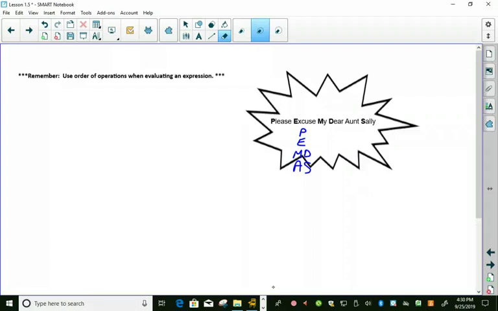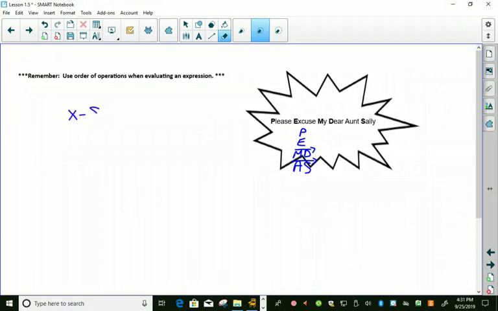And then addition and subtraction, AS. This last step, again, you go from left to right. Sometimes with this problem, I'll actually draw a little arrow over the top of the MD and the AS so you remember that you're going from left to right. Okay? So let's go ahead and try a problem here.